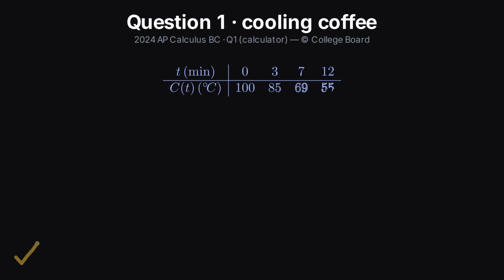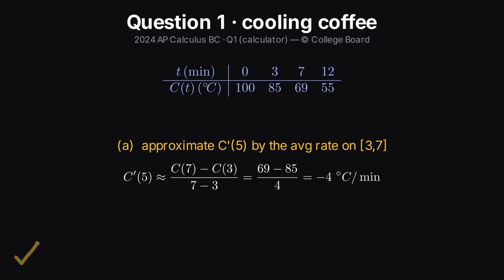Question 1. Coffee cools in a cup. A decreasing function c of t gives the temperature in Celsius with a table of values at t equals 0, 3, 7, and 12 minutes. Part A. Approximate c prime of 5 with the average rate of change on 3 to 7. That's (69 minus 85) over (7 minus 3), negative 16 over 4, equals negative 4 degrees Celsius per minute.